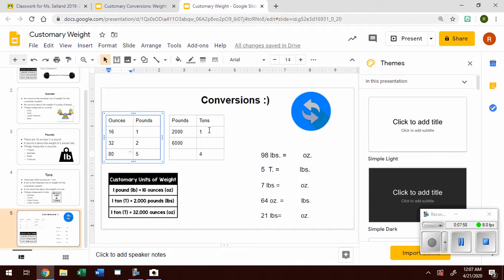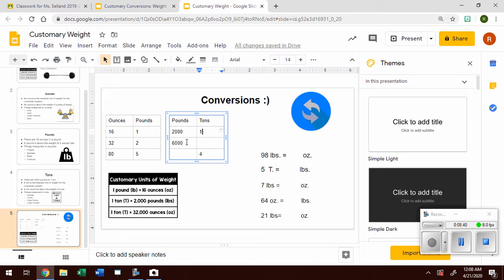All right, let's look at our chart over here. Pounds and tons. I know that there are 2,000 pounds in 1 ton. So I need to figure out how many tons are equal to 6,000 pounds. So first question I'm going to ask myself is if I'm going from a smaller unit to a bigger unit or a bigger unit to a smaller unit. For this problem, I'm going from a smaller unit, pounds, to a bigger unit, tons, because I know that pounds are smaller than tons. I'm going from a smaller unit to a bigger unit. That tells me that I need to divide.